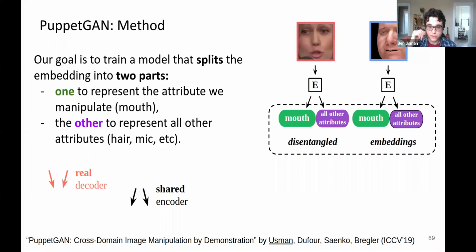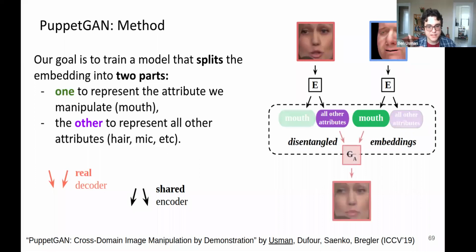So I will briefly mention losses that we used in this paper, but fundamentally we trained a model with a shared encoder and two domain-specific decoders that split the embedding into two parts: the attribute that we want to manipulate and everything else. This way, we can manipulate the image by taking a mouth embedding from a synthetic image and everything else embedding from the real image and passing them to the real image decoder.